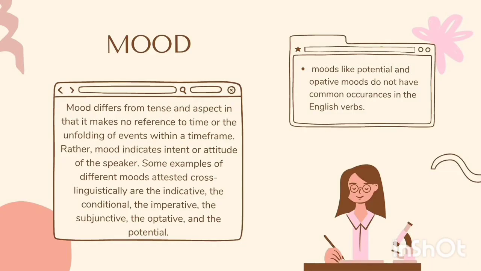Mood differs from tense and aspect in that it makes no reference to time or the unfolding of an event within a time frame. Rather, mood indicates intent or attitude of the speaker. Some examples of different moods attested cross-linguistically are the indicative, the conditional, the imperative, the subjunctive, the optative, and the potential. The indicative mood is used to express declaratives or questions. In English, this is unmarked. The basic verbal form serves as the indicative form.